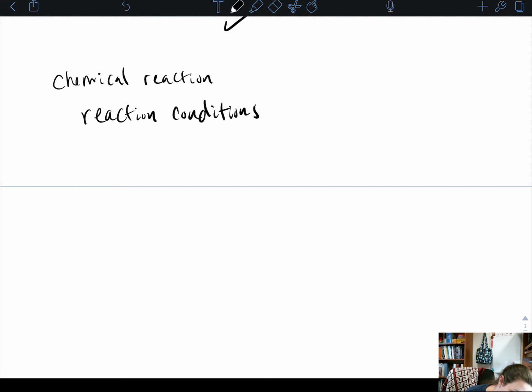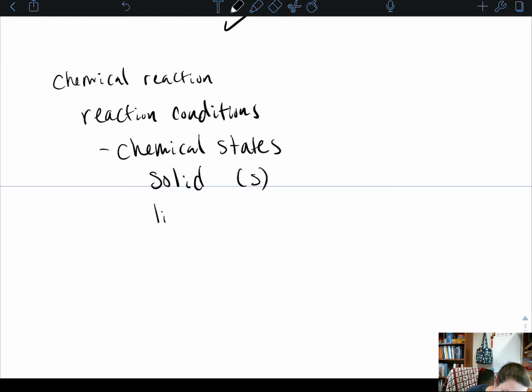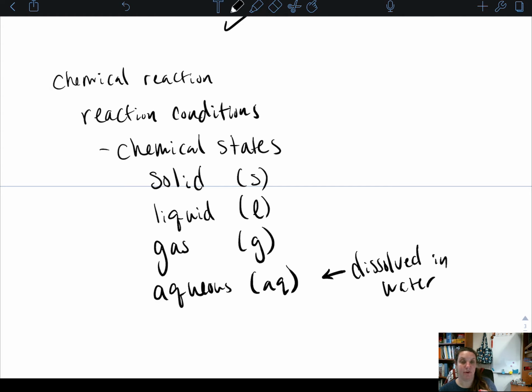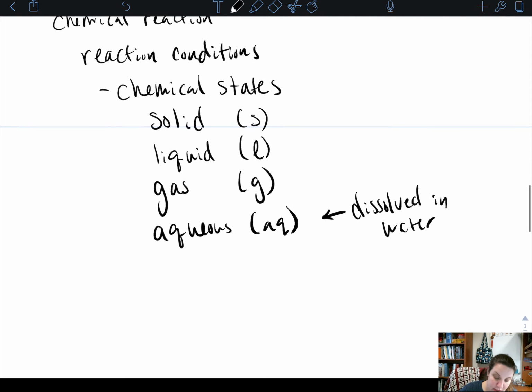So, one, you're going to see chemical states. You're going to see solid, which will be written as an S, liquid, an L, gas, G, and aqueous, AQ, which is that substance is dissolved in water. Okay, so if our reactant is a solid, it'll have an S, a liquid, an L, a gas, a G, dissolved in water, AQ.